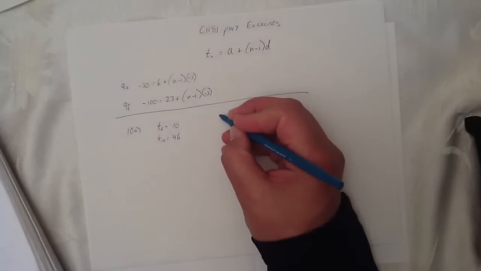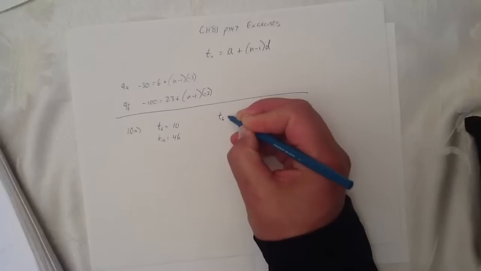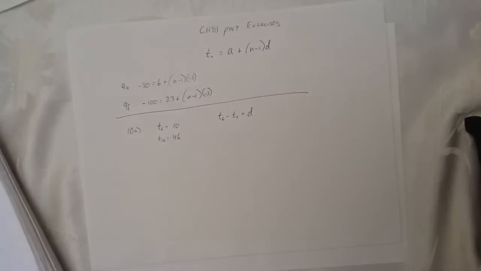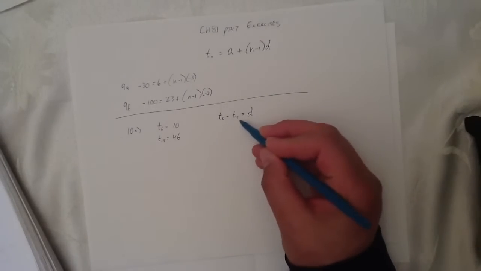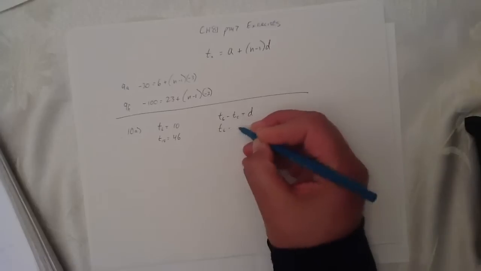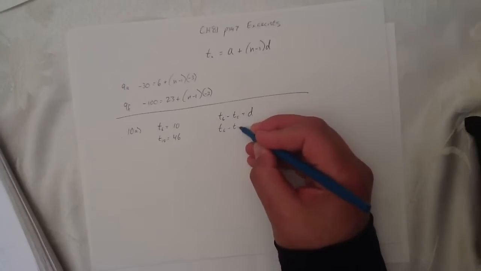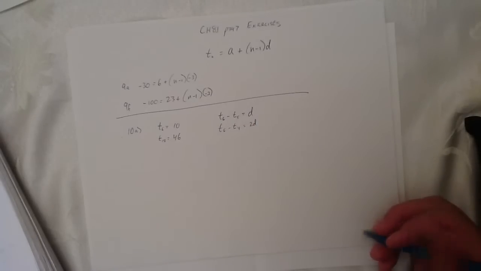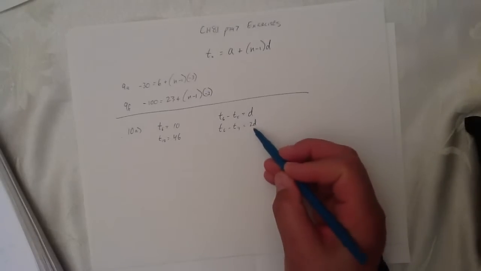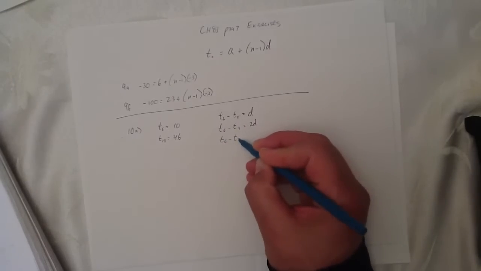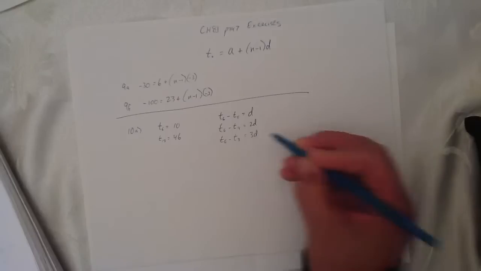We know that T6 minus T5 is going to equal d. We know this because these are sequential terms, and by definition the distance between them is d. We know that T6 minus T4 equals 2d. It's going to be 2 steps between them. And look, the difference between the 6 and the 4 is also 2. Hint, hint. T6 minus T3 is going to give us 3d.